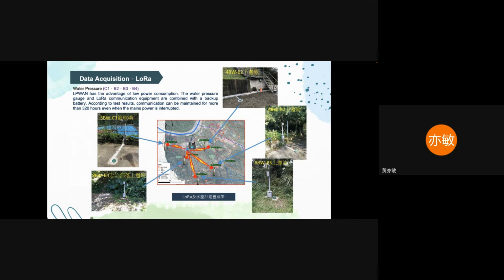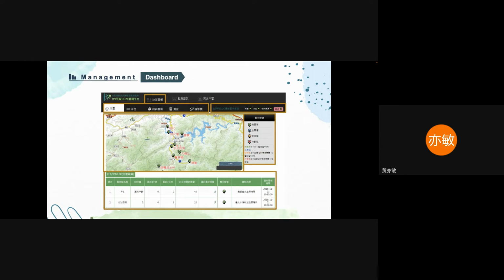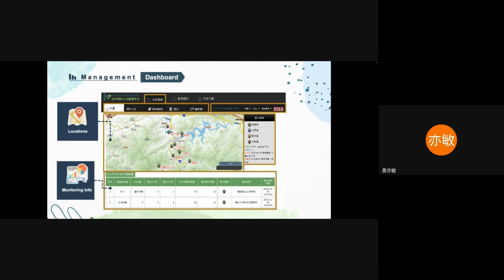And here is an example, the photos of the site. We set up four water pressure sensors, 1, 2, 3, 4, at different locations, and we connect them all together. And the final one, this slide shows you the management purpose. If you are the director or the chairman of the village, you probably need this platform. We call it the management dashboard. We highlight the information on one platform, one screen.